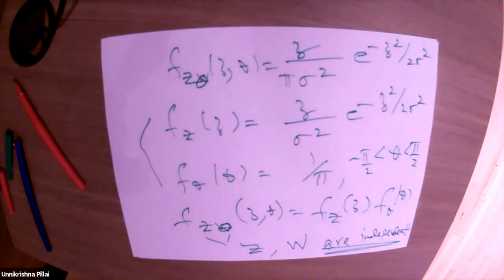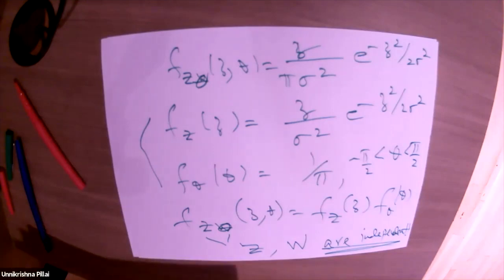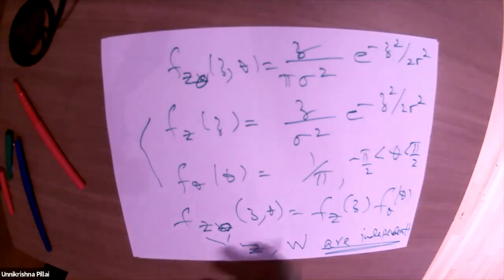I remember sometimes I wrote W. W is the same as theta. You could have written W or theta. I guess sometimes I used, what did I start with? Yeah, I started with theta. Theta is tan inverse of y over x. So this is all correct.